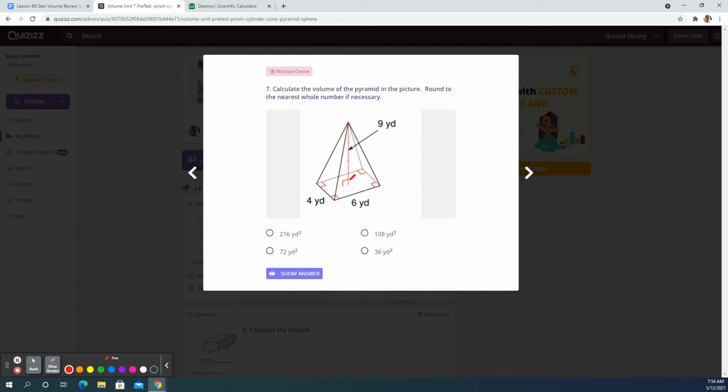All right, we got a pyramid with a rectangular base. Calculate the volume of the pyramid, round to the nearest whole number if necessary. We got a height here, and this would be our length, and this would be our width. A pyramid, like a cylinder, is 1/3 the volume of a rectangular prism. So it's going to be 1/3, and the volume of a rectangular prism would be length times width times height.